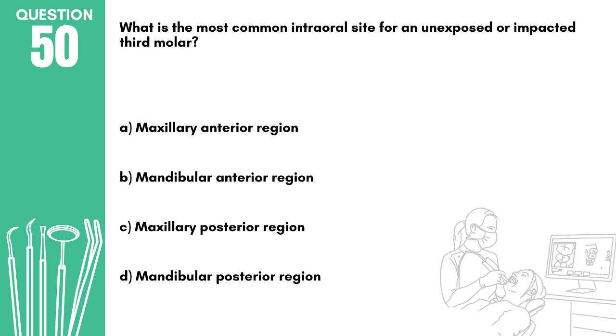Question 50. What is the most common intraoral site for an unerupted or impacted third molar? A. Maxillary anterior region. B. Mandibular anterior region. C. Maxillary posterior region. D. Mandibular posterior region.